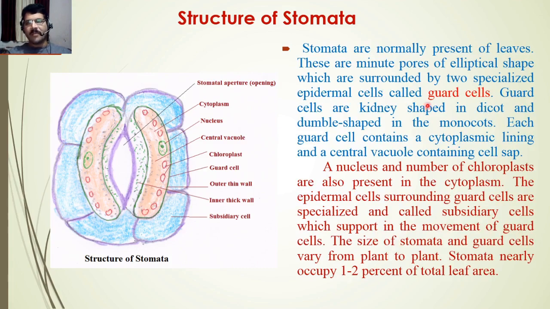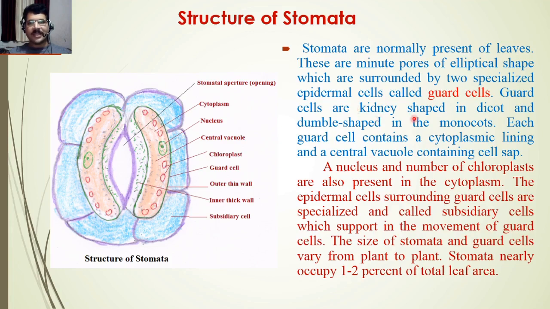Stomata are normally present on leaves. These are minute pores of elliptical shape, surrounded by two specialized epidermal cells called guard cells. These are known as guard cells as they are involved in the process of opening and closing of stomata. They work as a watchman does, so they are known as guard cells.